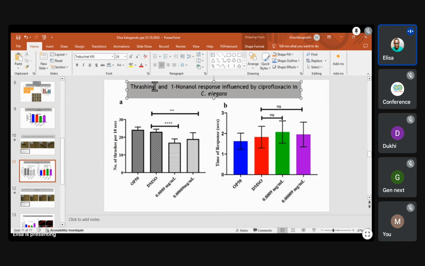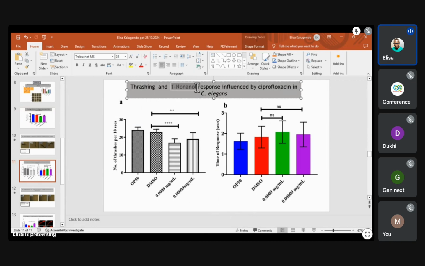So we determine the locomotion behavior in C. elegans through thrashing activities in M9 buffer. What we obtained at the highest concentration was an extreme decline in the thrashing behavior of C. elegans, and at the lowest concentration also, we still had a significant difference in the thrashing activity. So both concentrations impacted the thrashing or locomotion behavior in C. elegans.